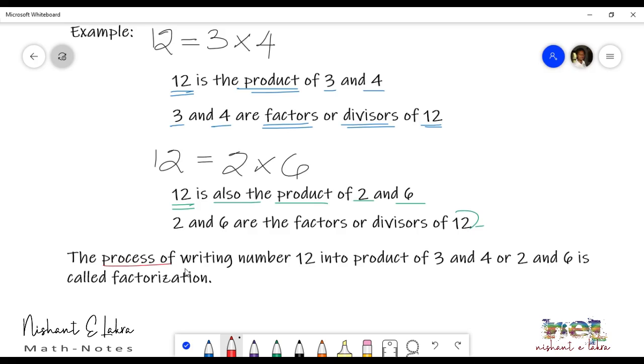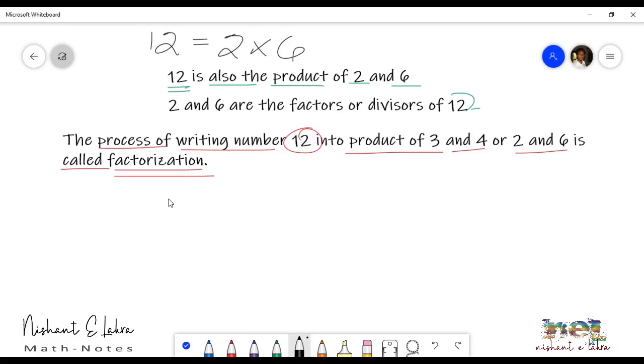And the process of writing number 12 into the product of 3 and 4, or 2 and 6, is called factorization. So that process of writing the number 12 as the product of 3 and 4 or 2 and 6 is called factorization.